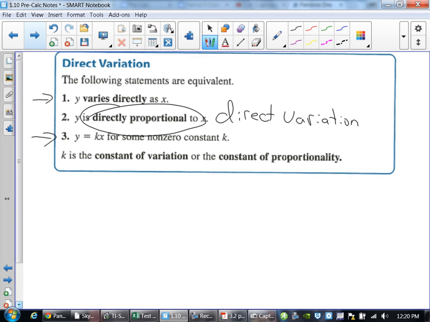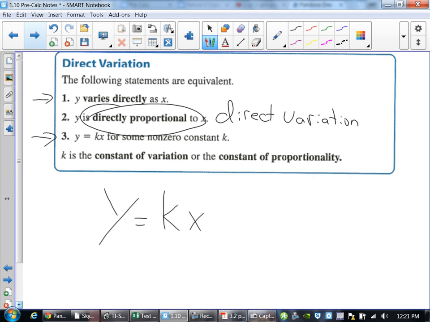For y varies directly as x, y is directly proportional to x, they still have the same formula. y equals k times x. Where that value of k, instead of being the constant of variation, it's now the constant of proportionality. It just changed names. Same meaning. It's a synonym. Take that to your English class.